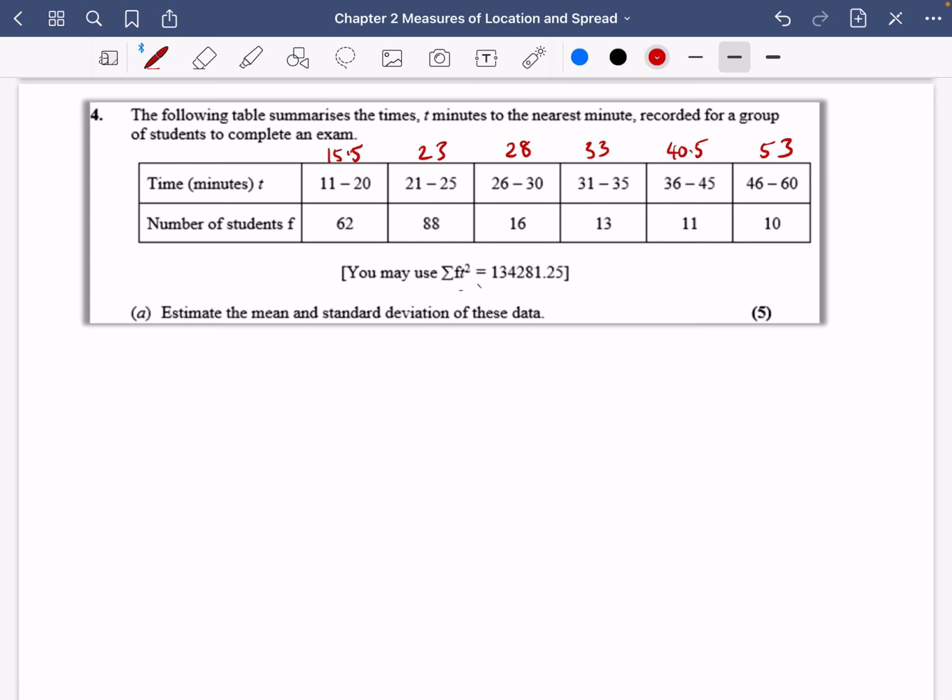Now they've told us some of this information down here, but let's imagine that they didn't. We would be able to do this all on our calculator. So I'm super quickly going to type in the data. So I'm going to just put in 15.5, 23, 28, 33, and 40.5 and 53, and then I'll fill in the frequencies as well. So I have 62, 88, 16, 13, 11, and 10. And now I'll just show you what this looks like on my camera.